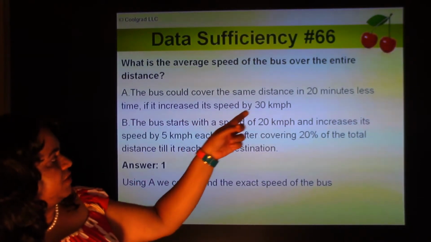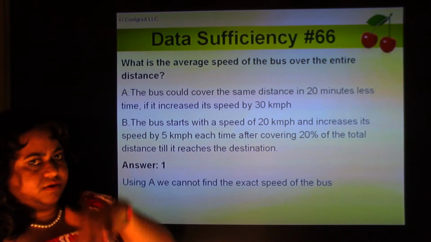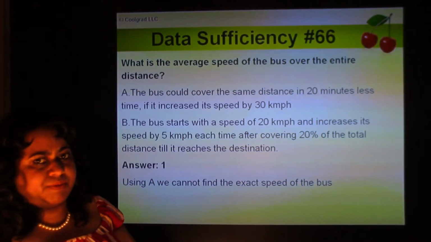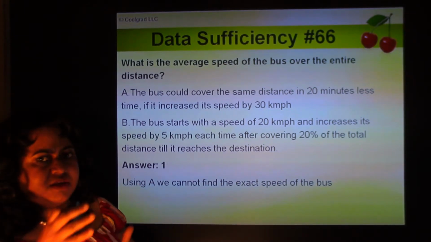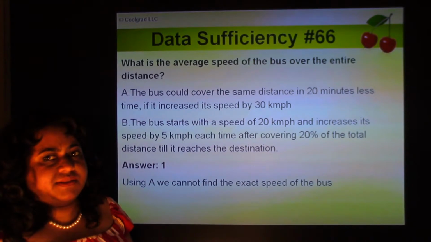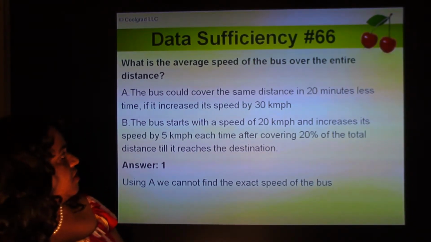Say x increases by 30 kilometers per hour, so x plus 30, and y minus 20 minutes, which is nothing but 1/3 of an hour, so y minus 1/3. So (x plus 30) times (y minus 1/3) is equal to xy. But that doesn't solve uniquely for x and y because we don't know the total distance covered.